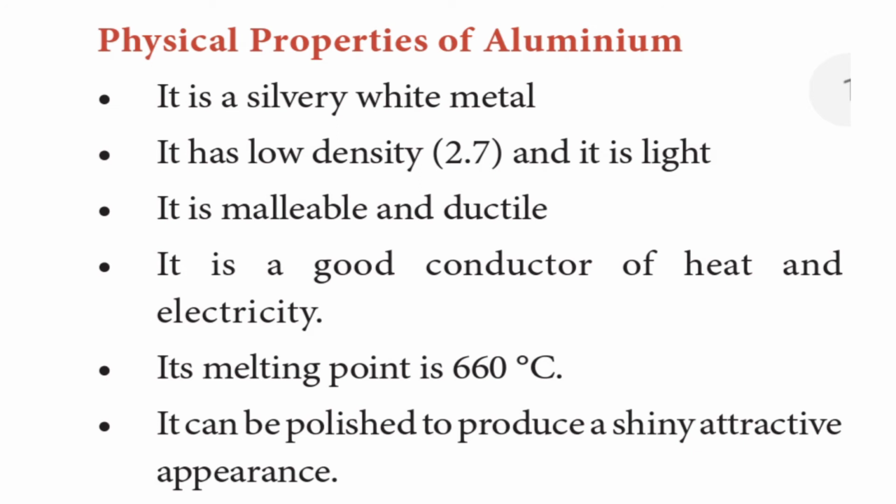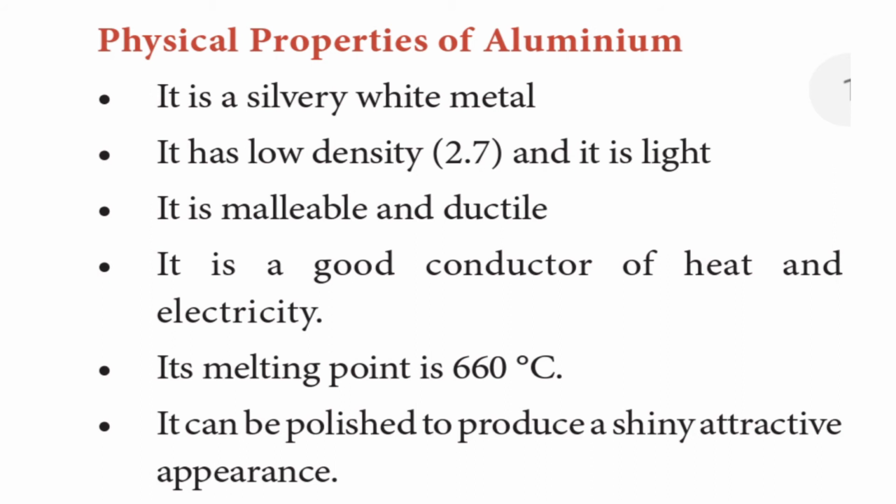Malleable means it can be beaten into sheets, and you can make any instrument from it. You can make an aeroplane, and you can make a vessel. That is done by the malleable property. And ductile means aluminium can be drawn into wires without breaking. That is ductile, and it is a good conductor of heat and electricity. So aluminium conducts heat and electricity.